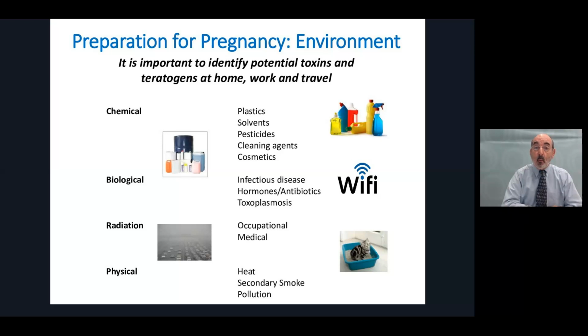As I mentioned, Wi-Fi and electromagnetic radiation are issues that we worry about with cell phones. So for men, keeping the cell phone off of their body, especially out of the front pockets, is important. And for men, if they work in a very high heat environment, try to avoid that heat exposure or attempt cooling if possible.